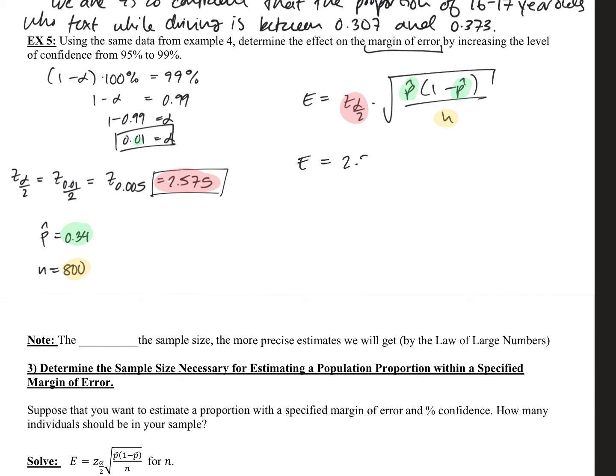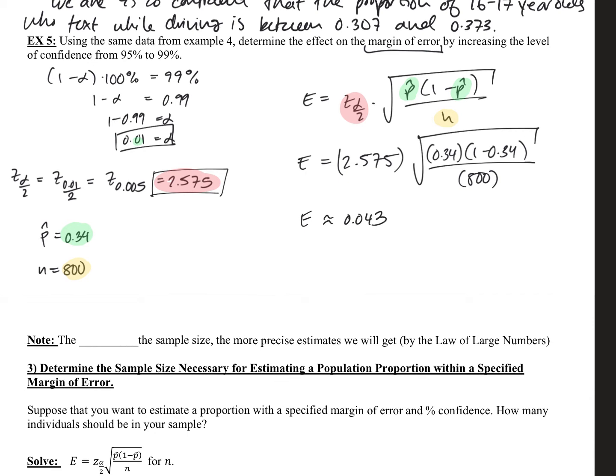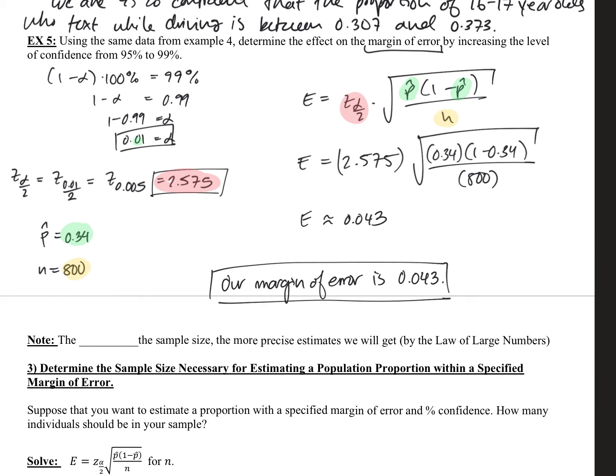So 2.575 times the square root of 0.34 times 1 minus 0.34 divided by the 800. And what do we get? E is going to be about 0.043. So that would be our margin of error. Our margin of error is 0.043. Not too bad, that one.